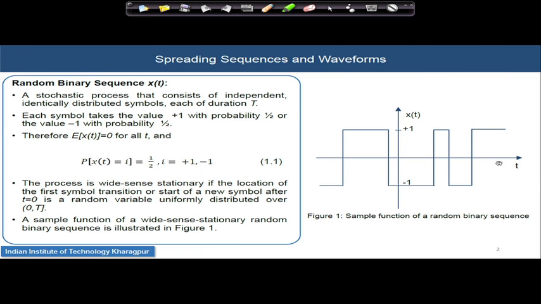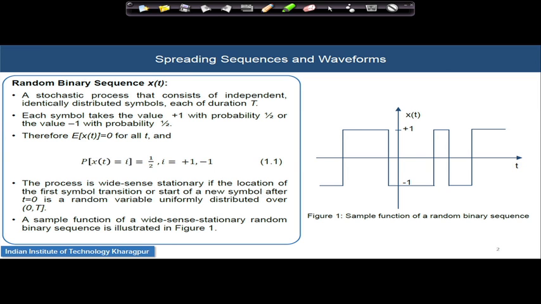We will start with the random binary sequence. The random binary sequence is the most popular kind of sequence from which almost all the spreading sequences used these days in practice are generated. So, it is very essential to understand the properties of the random binary sequence.